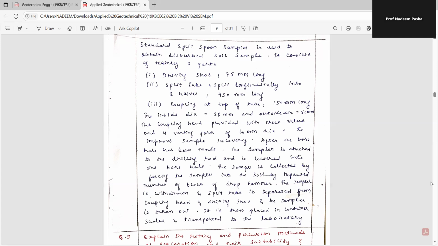To improve sample recovery. After the borehole has been made, the sampler is attached to the drilling rod and lowered into the borehole. The sample is collected by forcing the sampler into the soil by repeated blows of a drop hammer. The sampler is withdrawn, and the split tube is separated from the coupling head and the driving shoe, and the sample is taken out. It is then placed in a container, sealed and transported to the laboratory.